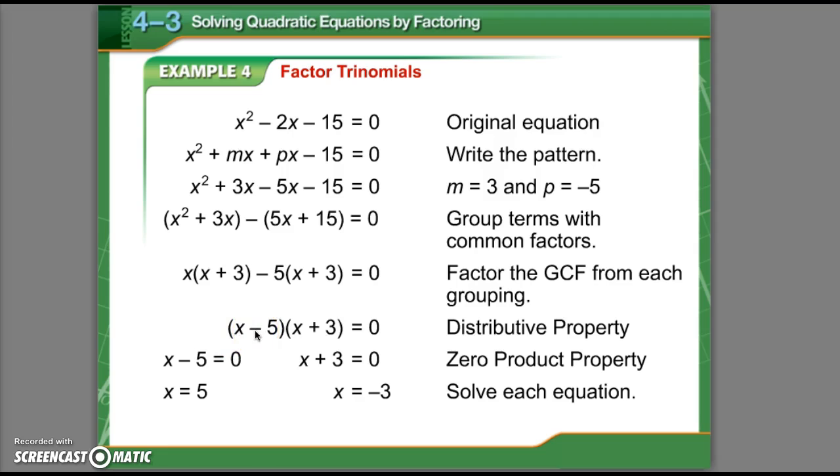Then, just like we did in earlier examples in this lesson, you're going to set each of these equations equal to 0. x minus 5 is going to equal 0, and x plus 3 is going to equal 0. Solve for each one, and you get your two answers of 5 and negative 3.